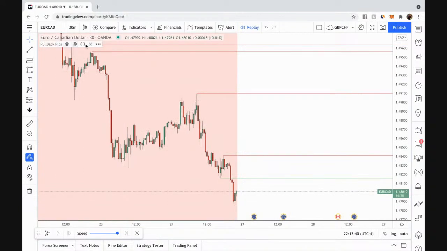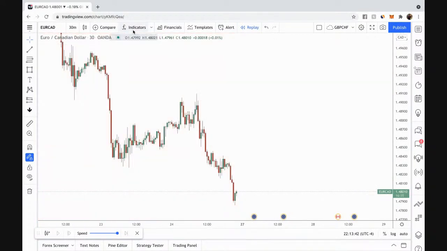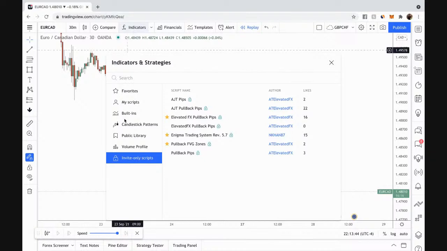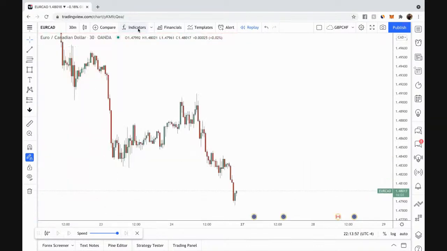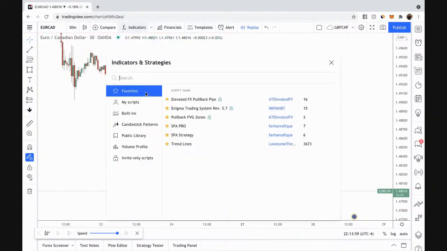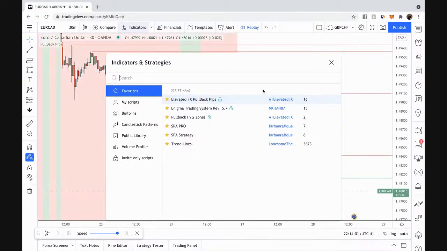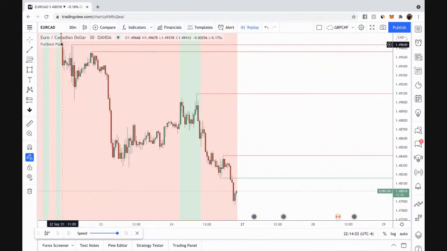Once again, ladies and gentlemen, all you have to do is go into your indicators. If you filled out your form, it's under invite only, elevated FX pullback pips. Make sure that it's starred so it's on your favorites and you click it. Once you have your pullback pips on your favorites, all you have to do is go to your indicators, click on favorites, and boom, pullback pips will be there. Make it easier for you.